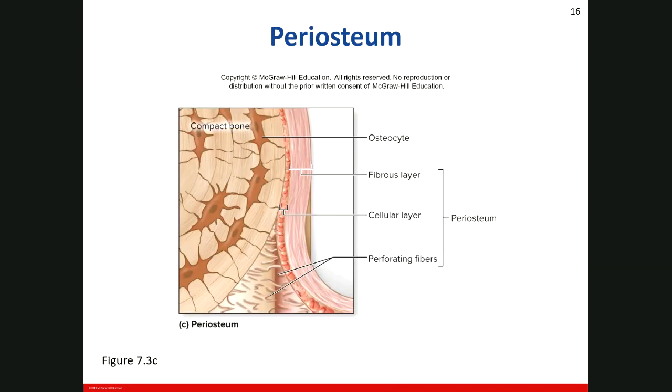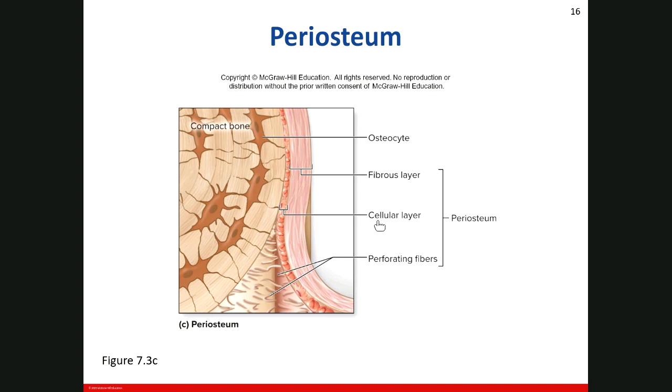The bone is covered by a tough sheet of connective tissue. This connective tissue, which covers the bone from outside, is called periosteum. We have two layers for the periosteum. The outer layer is the fibrous layer. It can protect the bone from surrounding structures. It can anchor blood vessels and nerves to the bone surface, and it's the attachment site for ligaments and tendons. We call it the fibrous layer or outer layer.